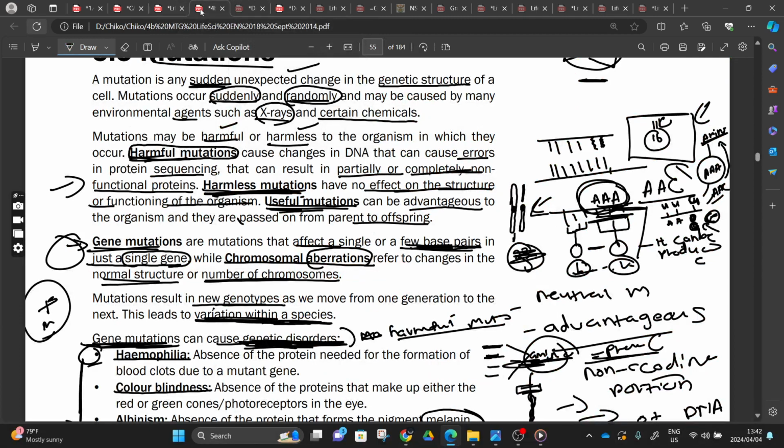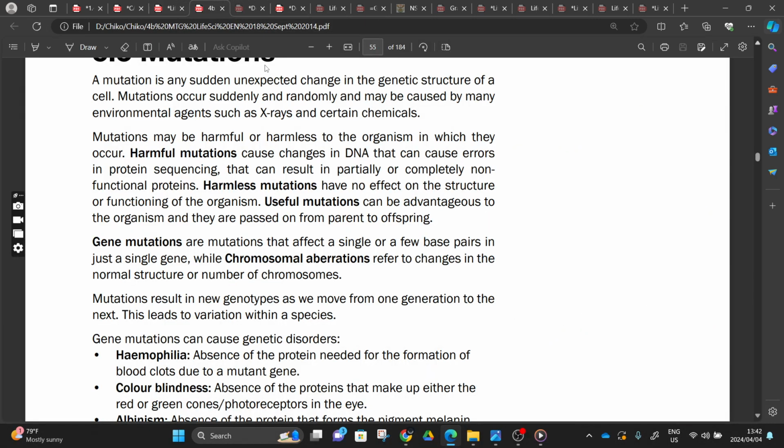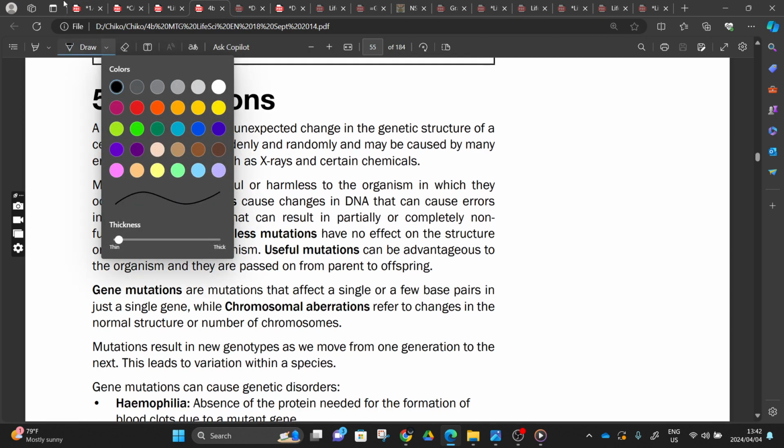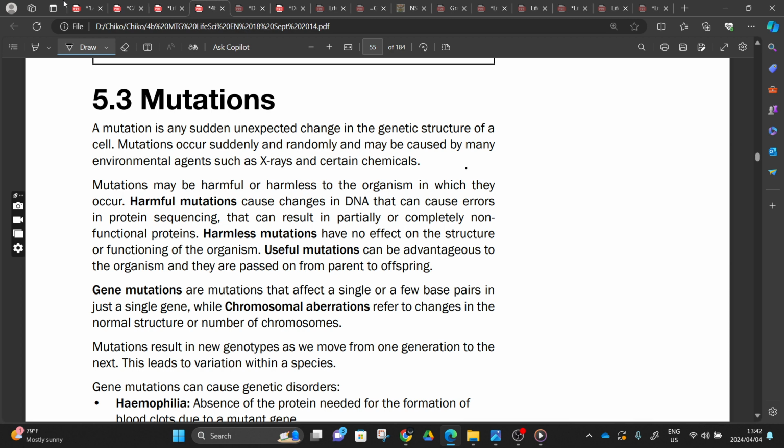We can now fast go to, can pass by our green book. I've said a lot of things here, so we are just going to pass by. But a mutation is a sudden unexpected change in a genetic structure. You can say structure, you can say composition, you can say makeup of a cell, right? When these unexpected changes happen, a sudden unexpected change, it means it's sudden and random.